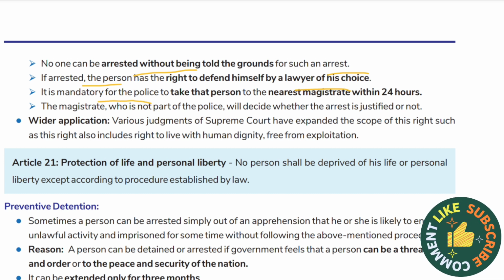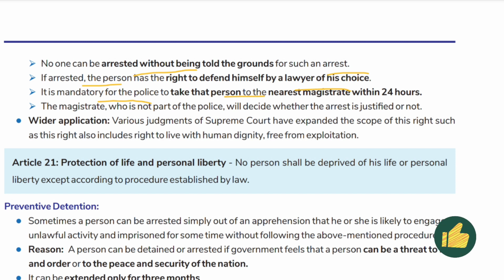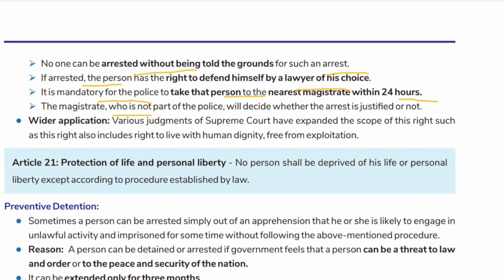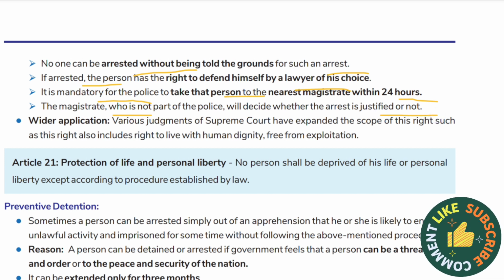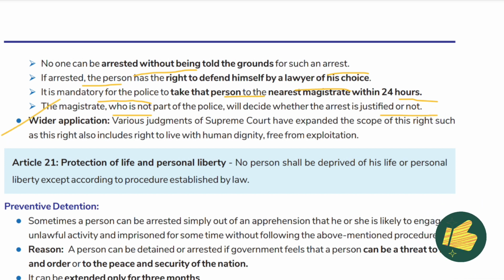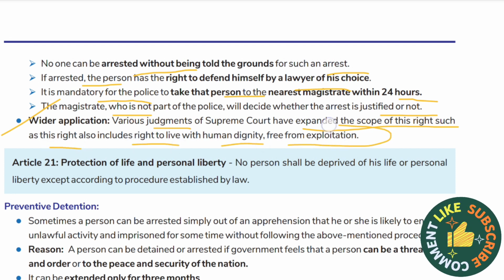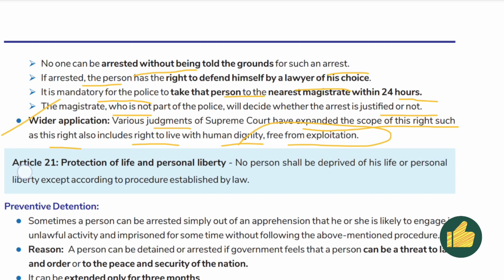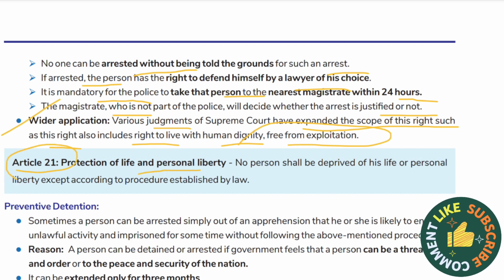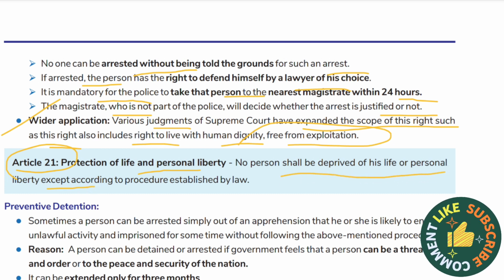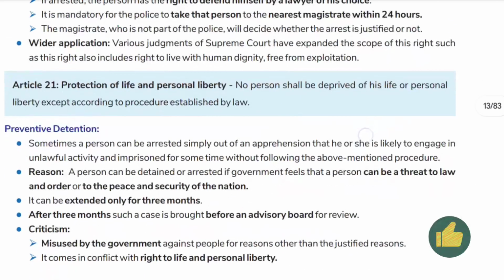It is mandatory for the police to take that person to the nearest magistrate within 24 hours, and the magistrate, who is not part of the police, will decide whether the arrest is justified or not. The wider application of this right is that various judgments of the Supreme Court have expanded its scope, such as this right also includes the right to live with human dignity and free from exploitation. In Article 21, protection of life and personal liberty, no person shall be deprived of his life or personal liberty except according to the procedure established by law.